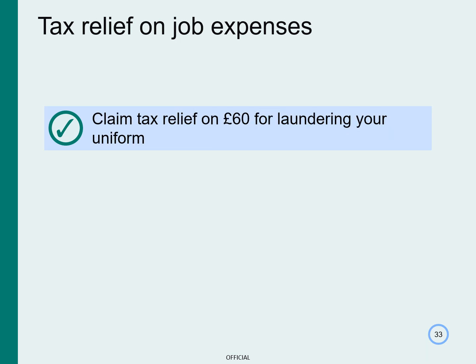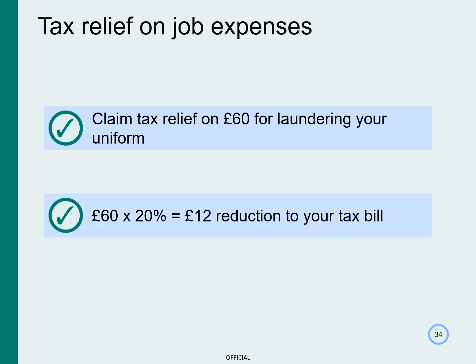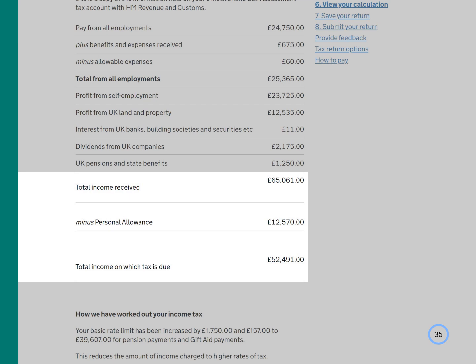You're claiming a fixed rate deduction, sometimes called a flat rate expense, of £60 for laundering your work uniform. £60 multiplied by the highest rate you pay tax is the amount your tax bill is reduced. So if you pay tax at the basic rate of 20%, your tax bill is reduced by £12. The personal allowance is your tax-free amount for the year. This is taken off your total income received to arrive at the total income on which tax is due, or your taxable income.